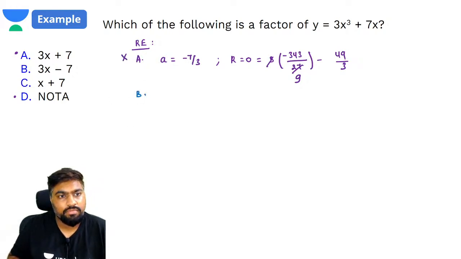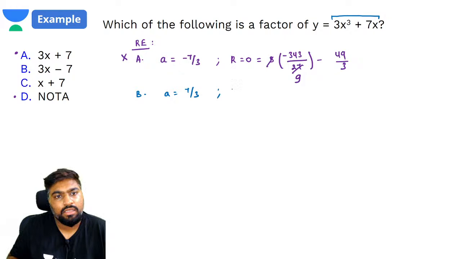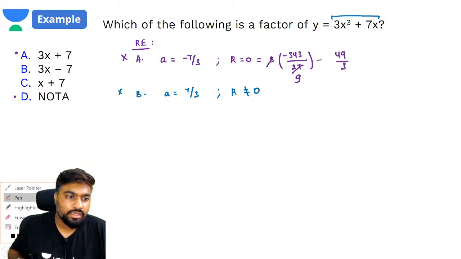Try with B. B will definitely not work. Why? Because both are positive. This is positive, this is positive. Positive term will not work. A equal to 7 by 3. Remainder will definitely not be equal to 0. Yes, not work. Look at option C.